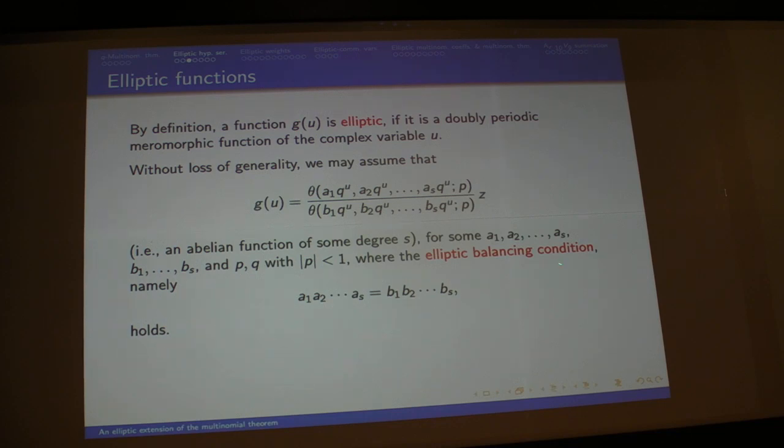And then, without loss of generality, any elliptic function can be written as this quotient of theta functions, where S is the order. We have S theta functions in the numerator, S in the denominator, and we have this elliptic balancing condition here. I should also mention that the parameters a_i and b_i shouldn't be 0, and we cannot just take limits simply, or contract limits.